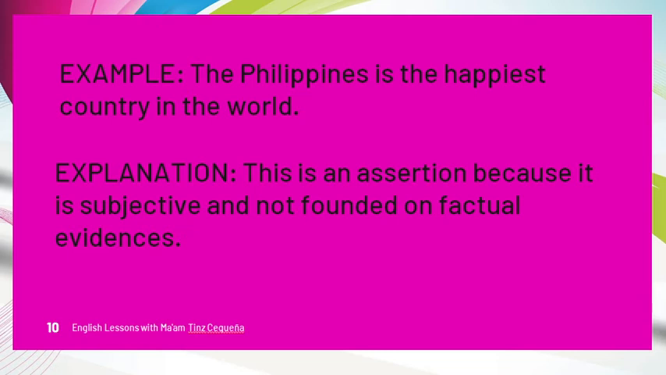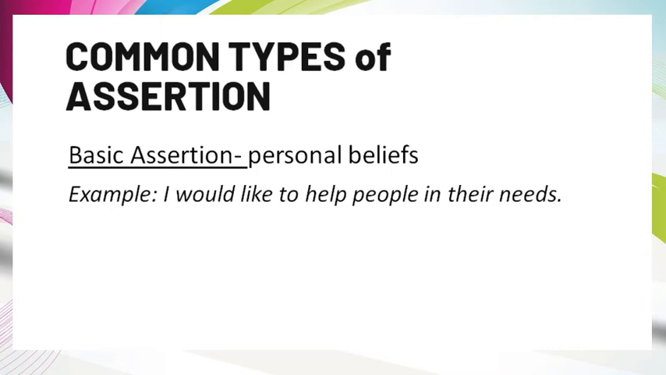So, let's have this example. The Philippines is the happiest country in the world. To explain that, this statement is an assertion because it is subjective and it is not founded on factual evidence. Now, there are common types of assertion. Number one is basic assertion. A basic assertion is a type of assertion that directly expresses the writer's feelings and beliefs through simple statements. This is usually used as a personal belief. Example, I would like to help people in their needs. So it's just basic and it concerns a personal belief.